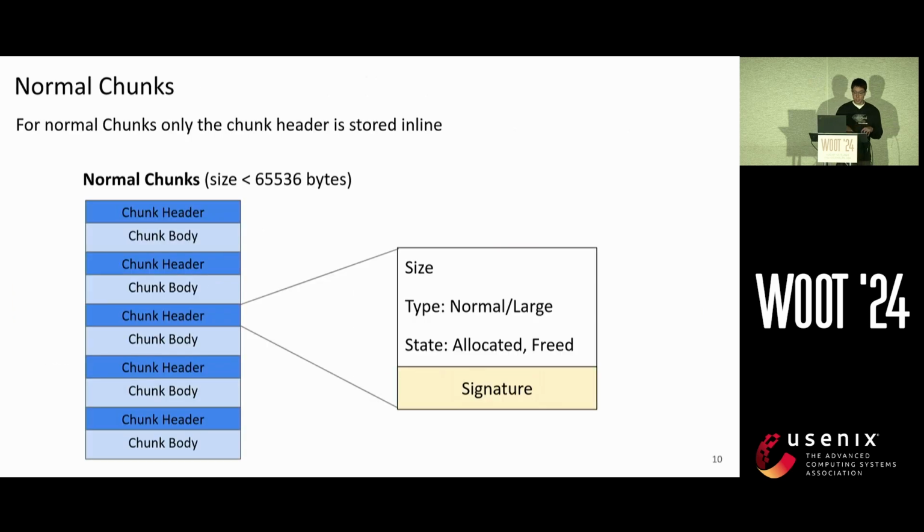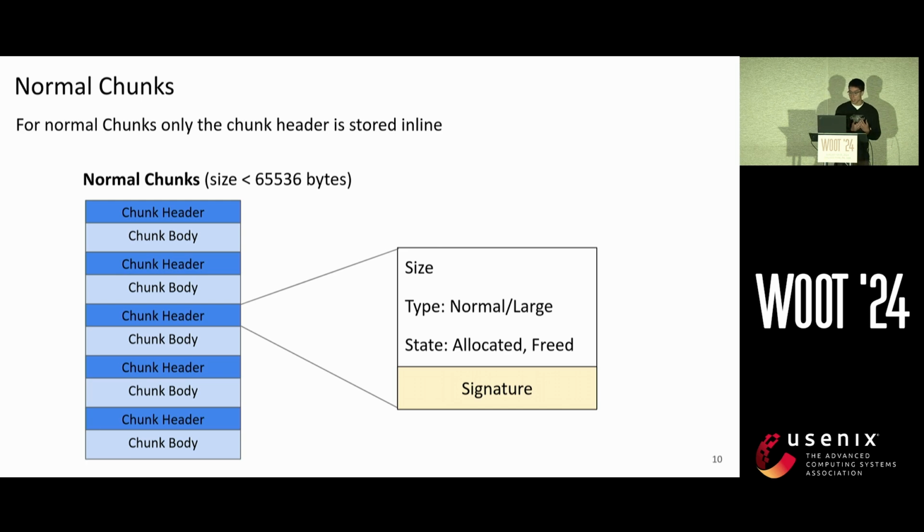Scudo handles two types of chunks. Normal chunks are chunks that are actually allocated in the heap memory region. These are chunks less than 65,000 bytes. And for these chunks, Scudo stores just one piece of inline heap metadata, the chunk header. These are 8 bytes just before the chunk body. The chunk body is where the program stores the data.